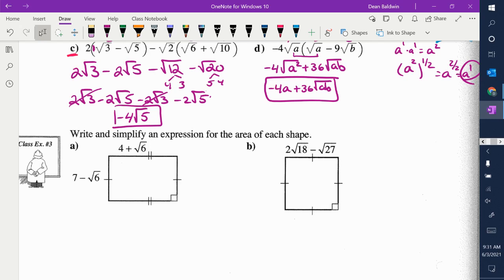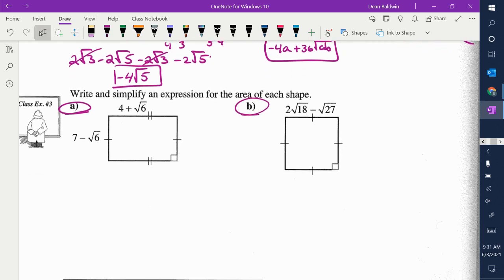All right. We're just going to do one of them. We'll do A here. No, we'll do B. Sorry, I lied. So, write a simplified expression for the area of each shape. Look, I don't care about the area. It's more about the operation that I want to practice here.